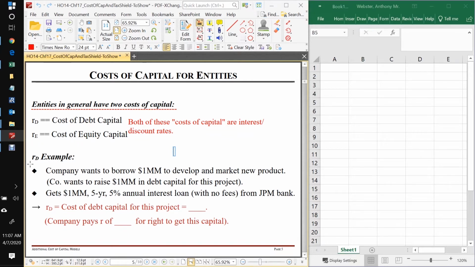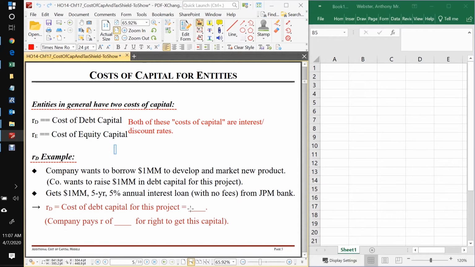So let's look, for example, at what we mean by this in the case of debt for an entity. Let's say we have a company who wants to borrow $1 million to develop and market a new product. Okay, so clearly they want $1 million in debt capital for this project, and they go to JP Morgan Chase and they get a $1 million 5-year 5% interest loan. And to keep things simple, let's say there are no fees associated with this loan.